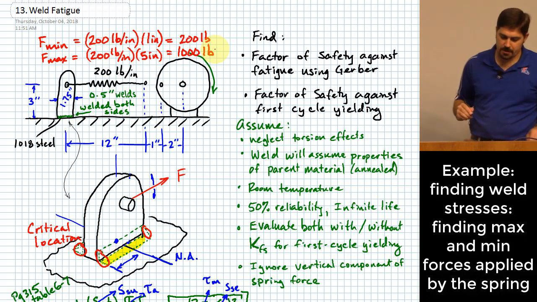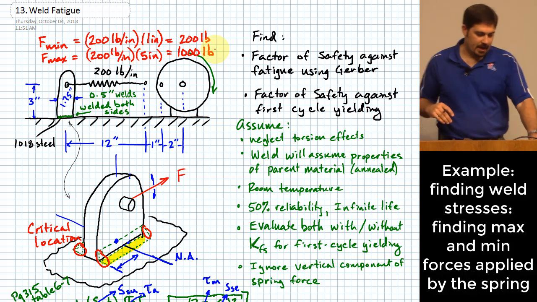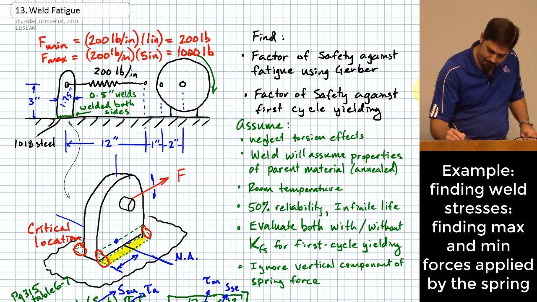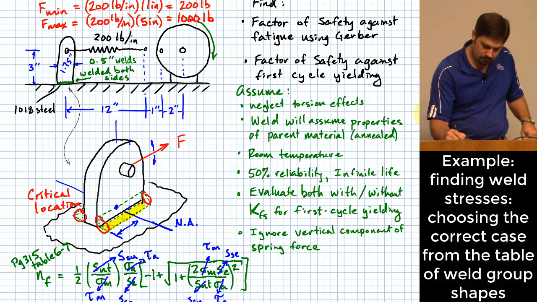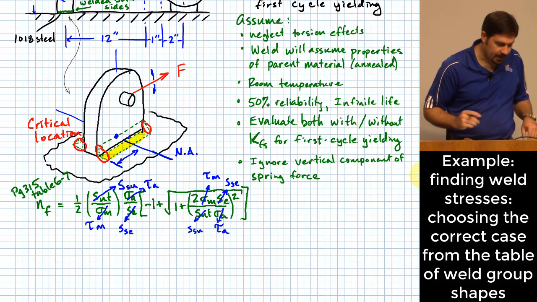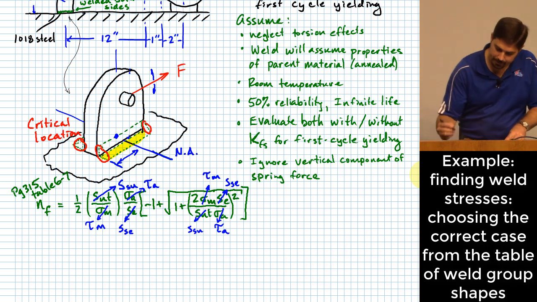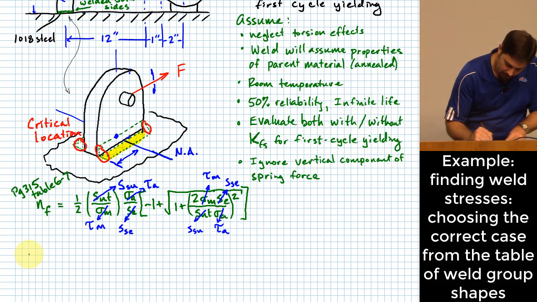Okay, so those are my maximum and minimum forces that are applied to the top of this tab. All right. What do I use those for? Okay, I can now calculate stresses that are induced in the weld group. And for that, I probably want to evaluate primary and secondary shear.